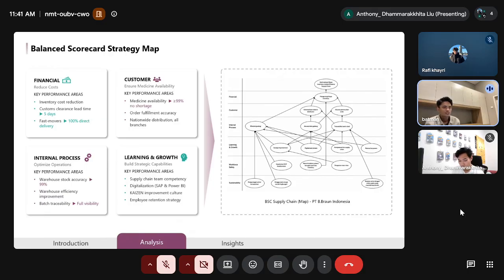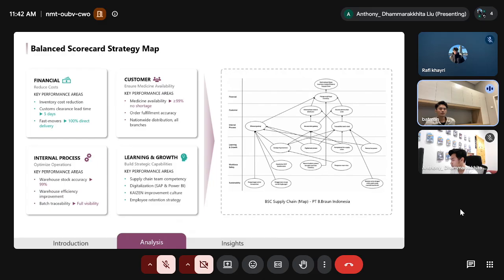This slide shows the balanced scorecard, or BSC, of the supply chain. The balanced scorecard is a strategy tool that looks at the company from 4 different perspectives, not only from money. This helps management see the full picture. Let me explain each of the 4 blocks. The first perspective is financial. The main goal here is to reduce costs.